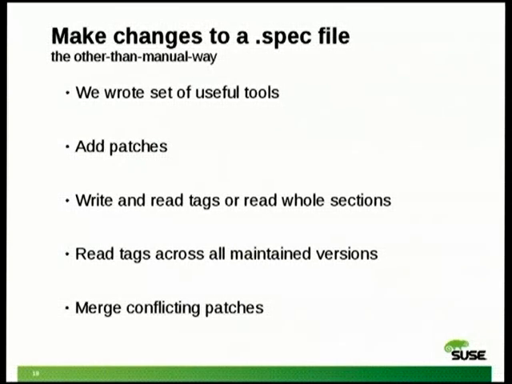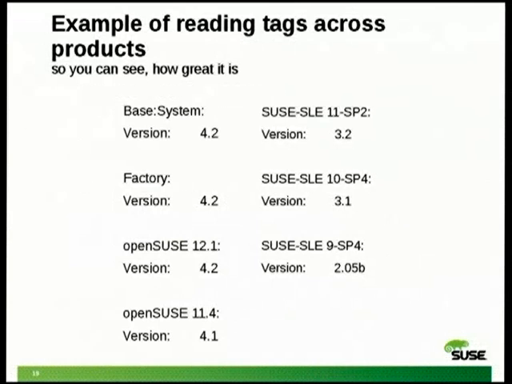Then there is an easy way that you can write and read text, the whole prep or every section, you just write there. What is really amazing is to read these things across all maintained versions. So when I, for example, ask what is the version of Bash in every maintained product, I will get a list like this, which contains, for example, in the factory version 4.2. So when I'm maintaining something and I know that there is a problem that I need to fix in versions 3 and higher, I just look at this and I know that there is no need for me to fix it for the others. You can easily see what the versions are and then focus on the products that are wrong or broken.